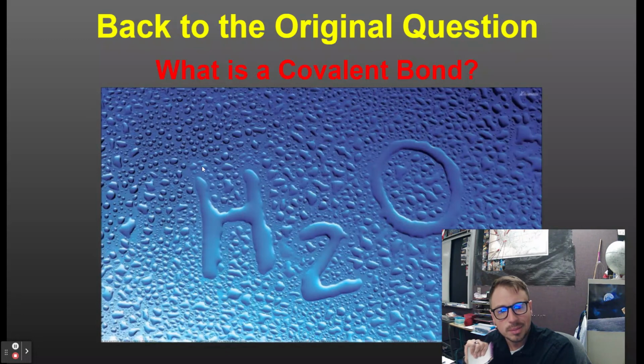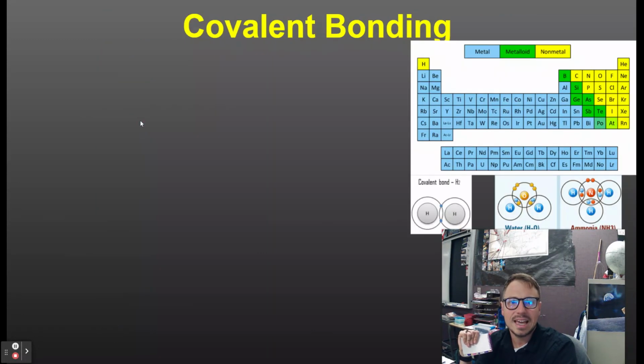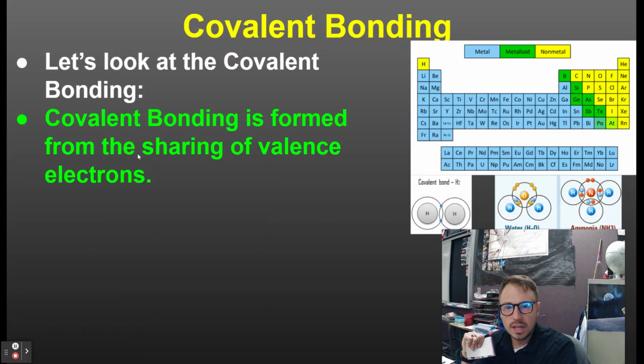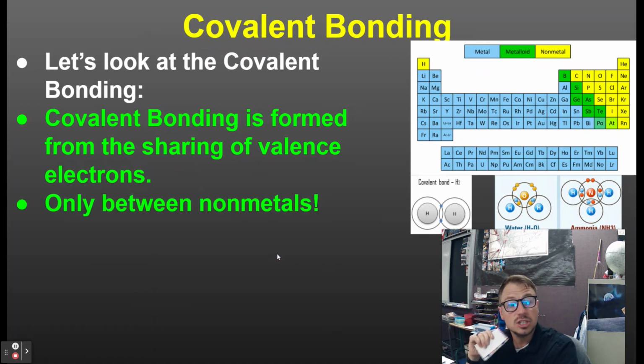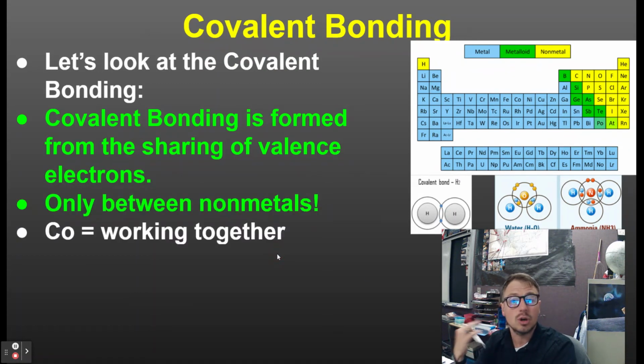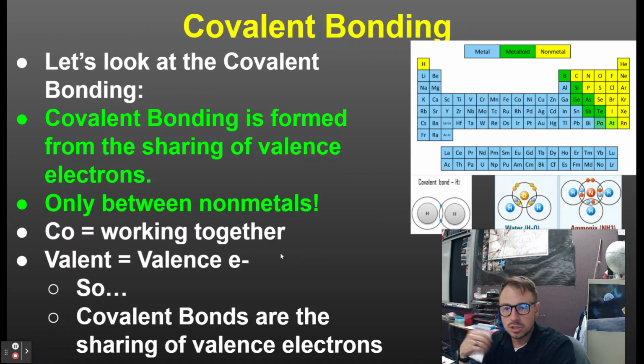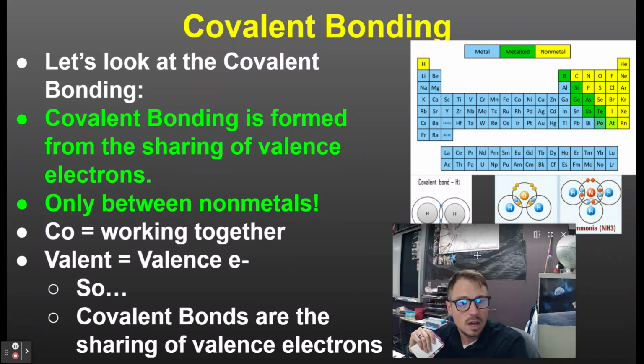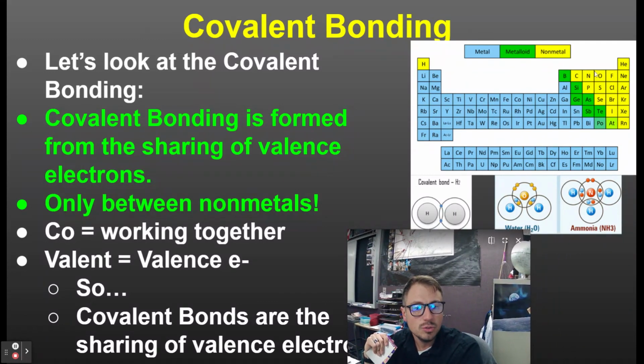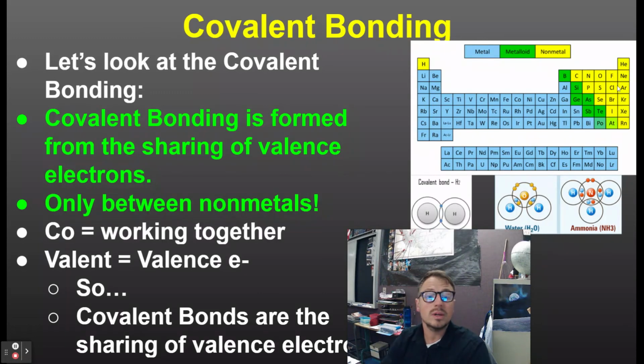Now, let's talk about another type of bond. What is a covalent bond? Covalent bonds are formed from the sharing of valence electrons. This is only between nonmetals. So co equals working together. Valent means valence electrons. So covalent bonds are the sharing of valence electrons. If you look here, if I've got 2 nonmetals bonding together, they're going to share those electrons. No electrons are being given up or taken.